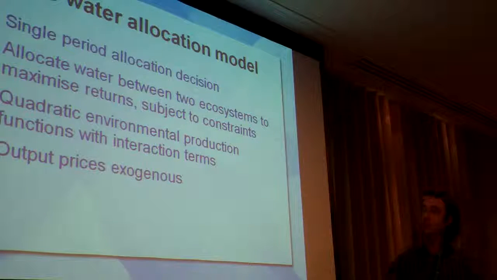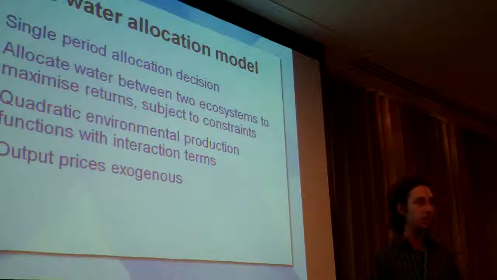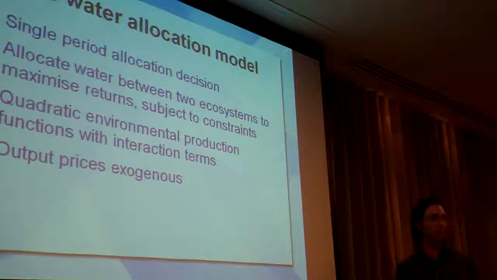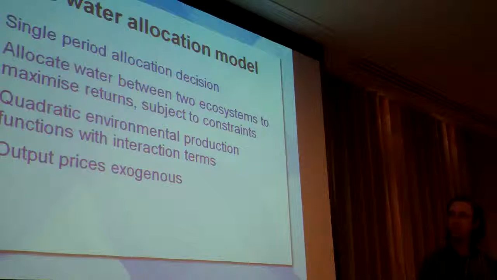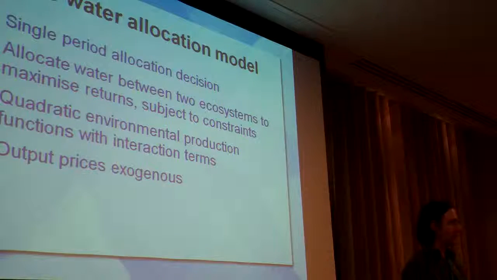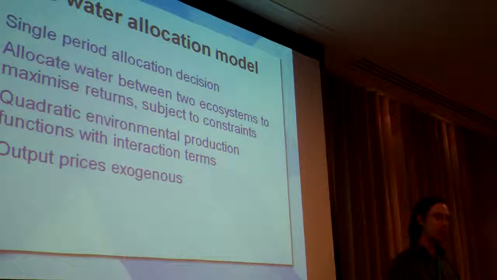The model basically is similar to the problem earlier. You're allocating water between two ecosystems to maximise returns, subject to two simple constraints, a non-negativity constraint and a sort of water availability constraint. I use quadratic environmental production functions with interaction terms. So that means that watering ecosystem B has the potential to increase or decrease the output of ecosystem A.